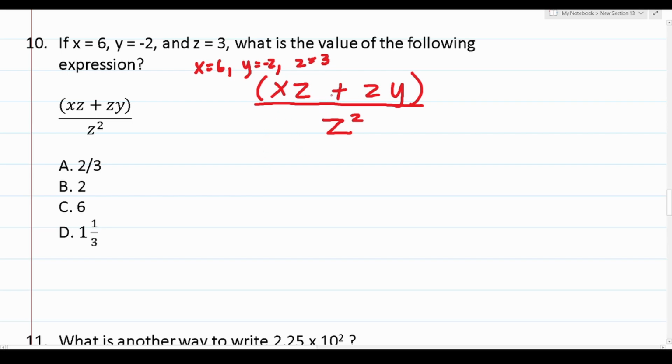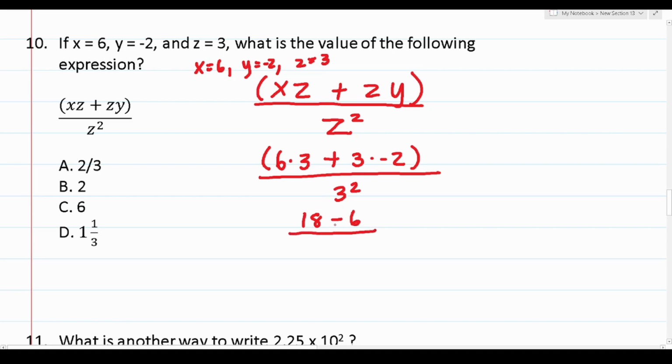Again, let's get started with this numerator. We have x, which is 6, times z, which is 3, plus z, which is 3, times y, which is negative 2, all over z, which is 3 squared. Let's keep reducing this. 6 times 3 is going to be 18, plus 3 times negative 2. Again, a positive times a negative is going to be negative 6, over 3 squared, which is going to be 9. 18 minus 6 is going to be 12, so this is 12 over 9.